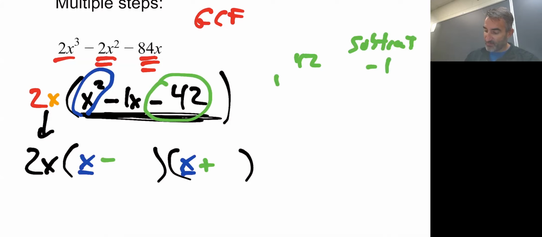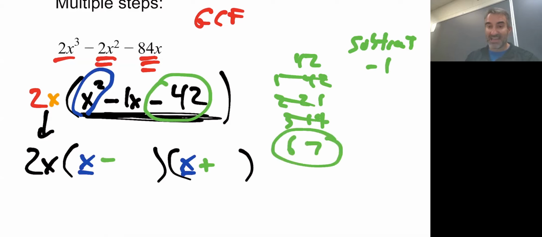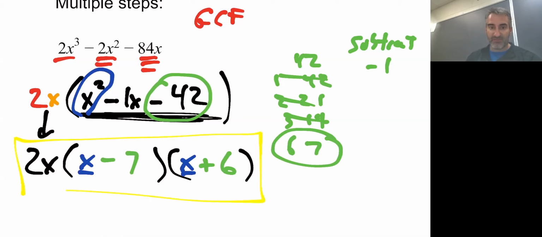So 1 times 42, nope. 2 times 21, nope. 3 times 14, nope. 4 doesn't work, 5 doesn't work. 6 times 7, there's your winner. Since it has to be negative 1, it's a negative 7 plus 6. Okay, and then that would be factored form. That's the final answer. Those of you who miss these will just forget the 2x on the outside. Don't forget what you started with.